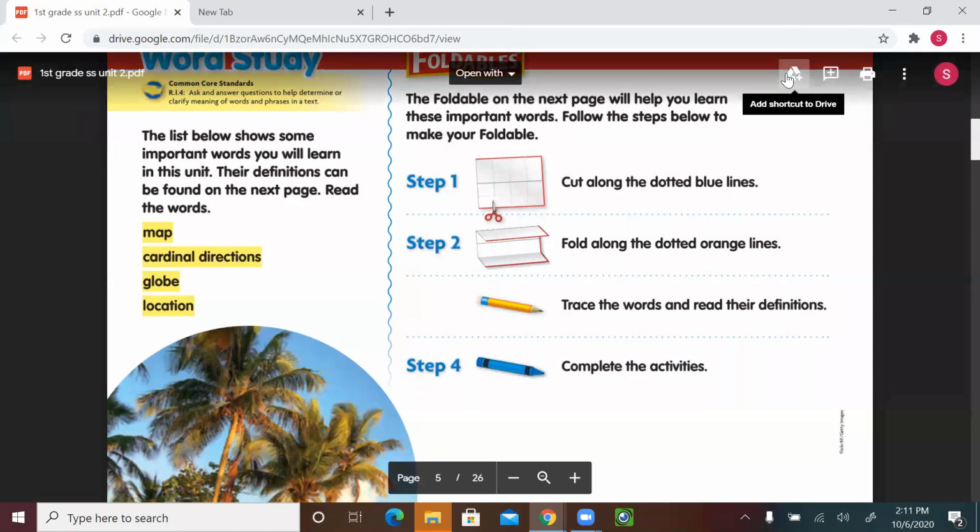Hello, first graders. Welcome to a new social studies lesson. Please get our Community and Beyond book and let's start. We are on topic 2, or unit 2, Where We Live, and we will start with page 56.